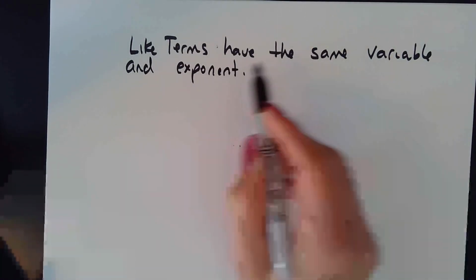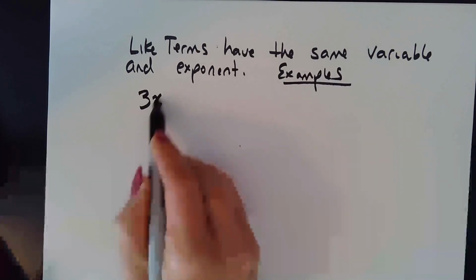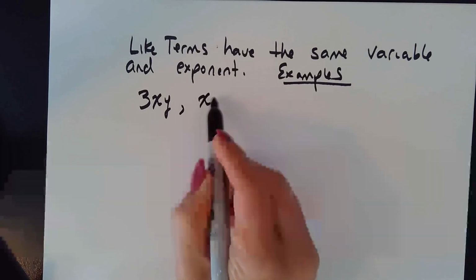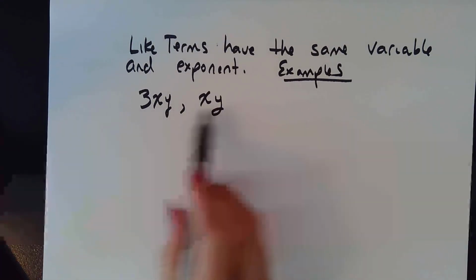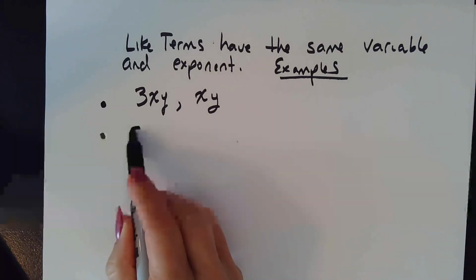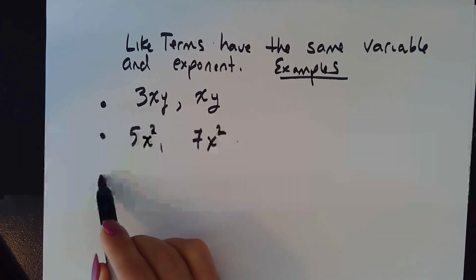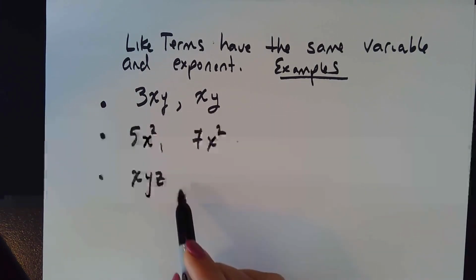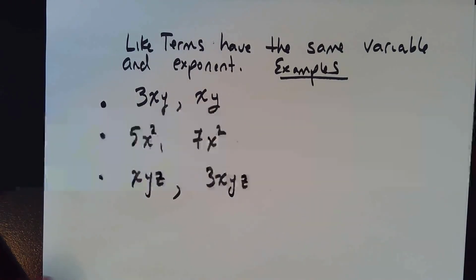Some examples of like terms are 3xy and xy, right? Because these both have the same variable xy and the same exponent. Another example could be 5x squared and 7x squared. Okay, xyz and 3xyz. Okay, those are some examples.